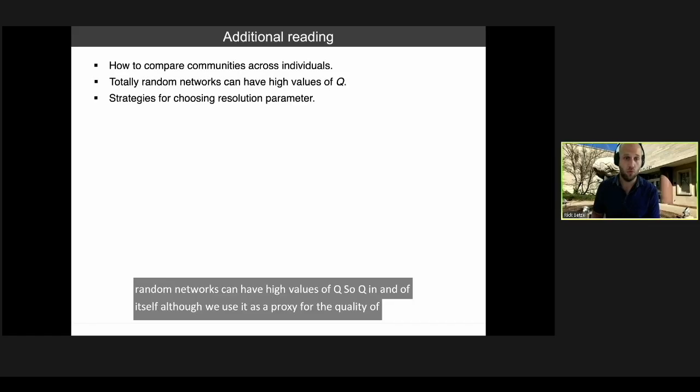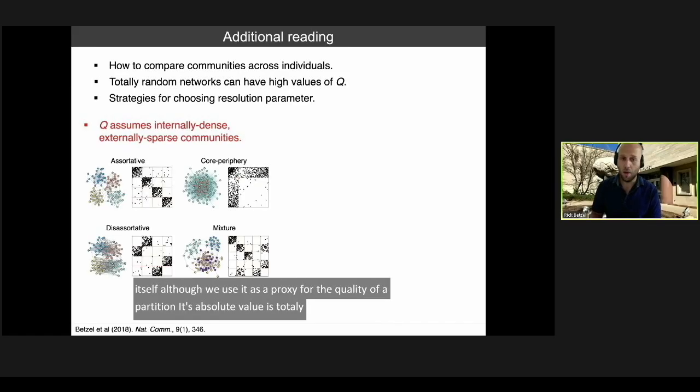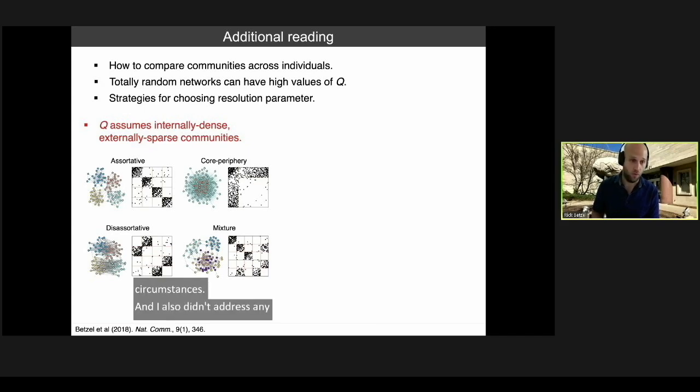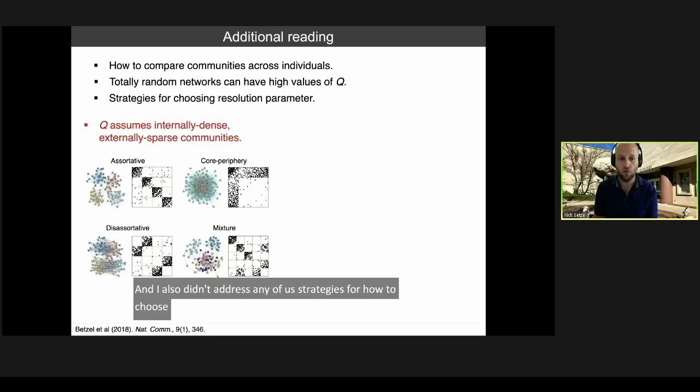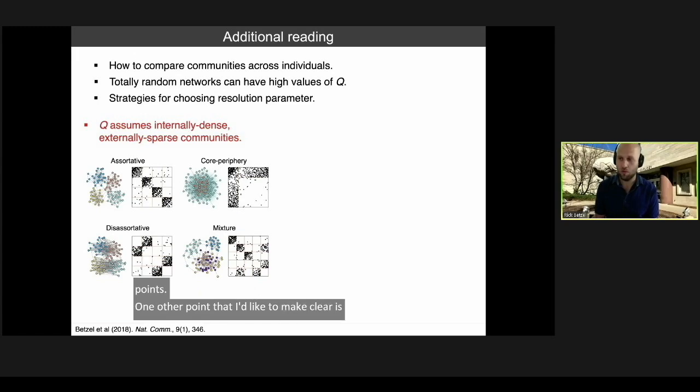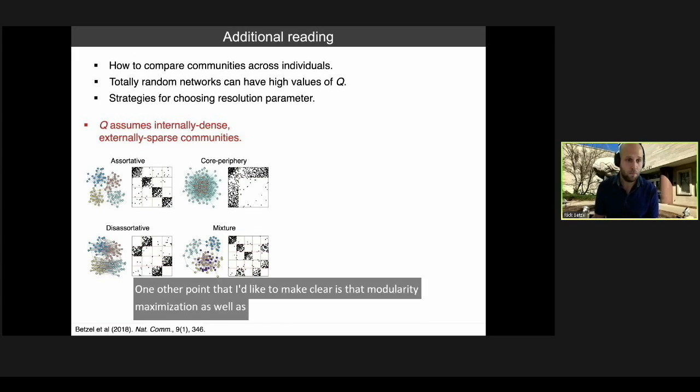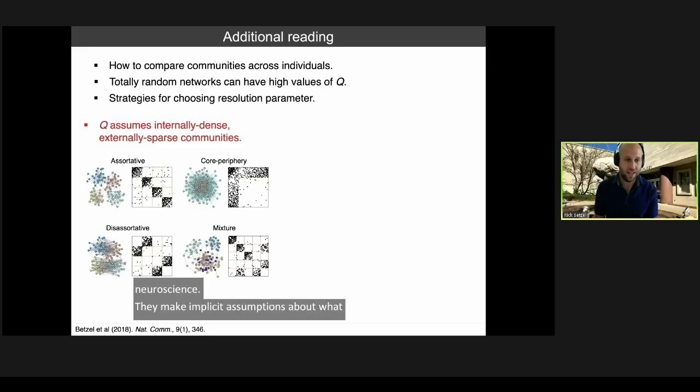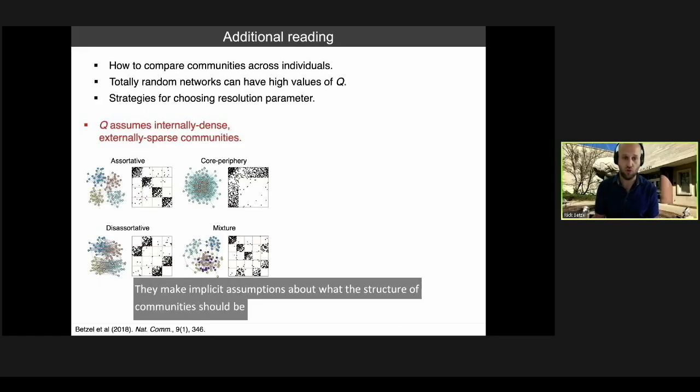But those are also important points. One other point that I'd like to make clear is that modularity maximization, as well as InfoMap, so the two most popular methods for detecting communities in network neuroscience, they make implicit assumptions about what the structure of communities should be. Specifically, the algorithm is trying to identify communities that are assortative. That is, they are internally dense and externally sparse.